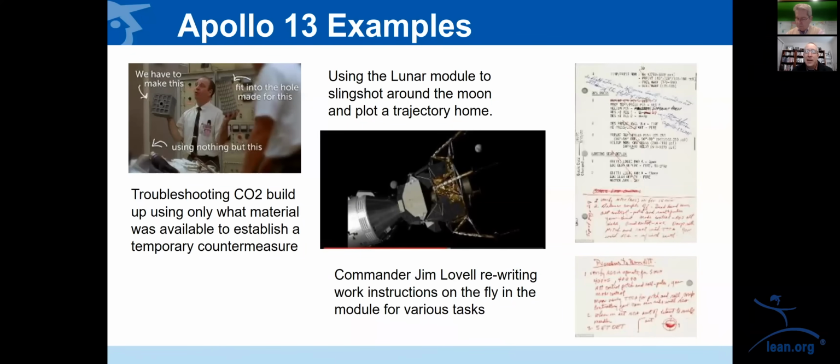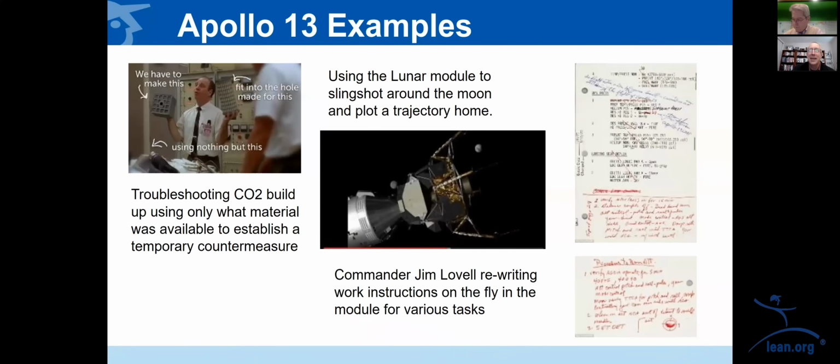Jim Lovell, the commander, worked with NASA Mission Control on the ground, and on the right you see his handwritten notes of his changes to the work instruction for doing the movements around the moon. There's more pages. I just cut and paste 2 of them. And flying back safely and making vital manual burn adjustments. So they had standardized work. Guess what? They had to change all of it on the fly. Those pages on the right later sold, I'm told, in an auction for $150,000.